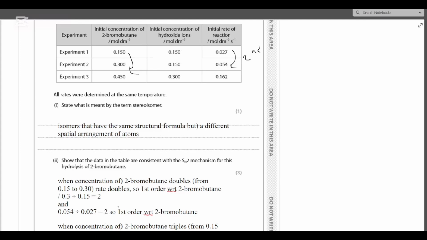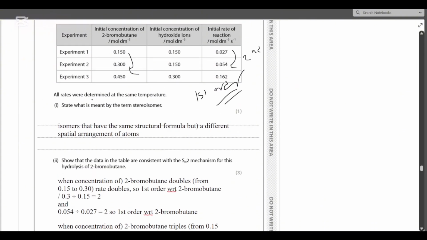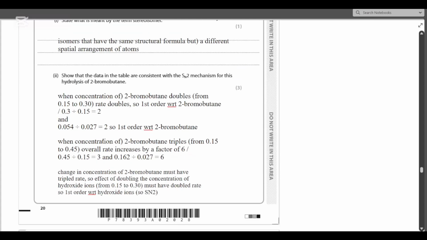So if the rate is also becoming double, this is basically, we can say it's first order, because when the concentration is doubling, the rate is also doubling. And so, with respect to 2-bromobutane, it will be first order. Next, if I talk about hydroxide ions, what is happening here?